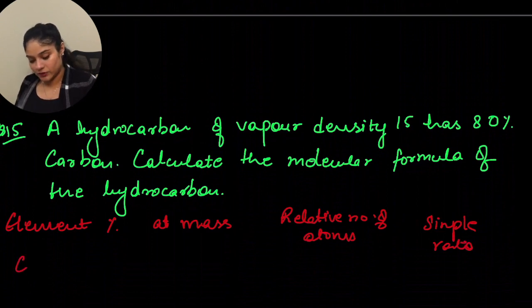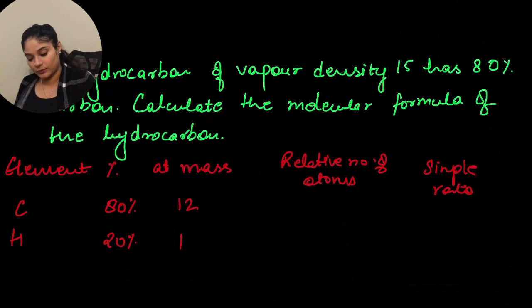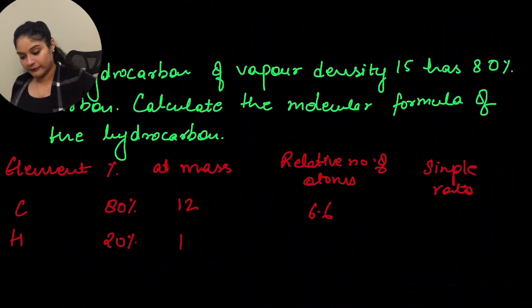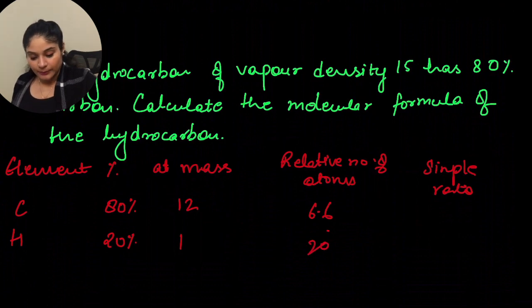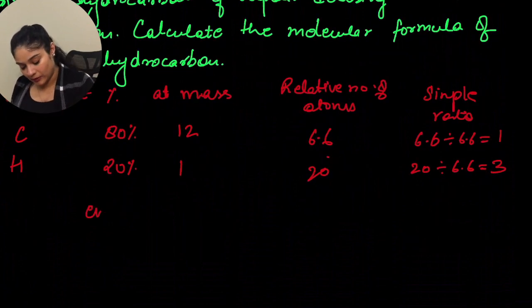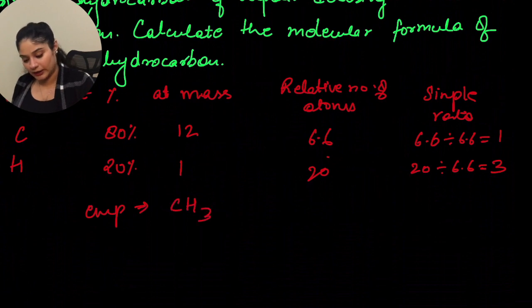So carbon given to you is 80%. That means hydrogen will be 20%. Atomic mass is 12 for carbon. Hydrogen is 1. So if I calculate that quickly, this should be 80 divided by 12. That means 6.6. Then 20 divided by 1 is 20. Now simple ratio would be 6.6 divided by 6.6. So I end up with 1. And this would be 20 divided by 6.6, which will be 3. So that's it. Your empirical formula that you have got is CH3.